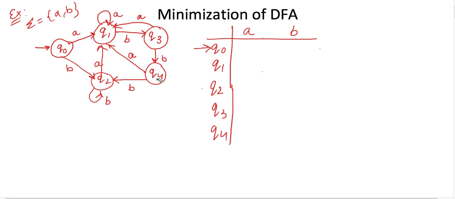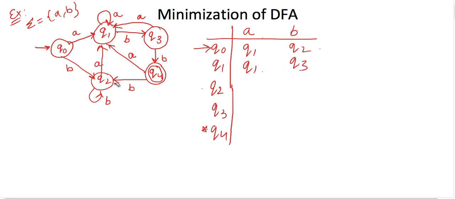Which one is the final state? It is not given. Let's take Q4 as the final state, and I have marked it like this. Now at Q naught on scanning A, I am moving to Q1. At Q naught on B, I am moving to Q2. This is how we make the transition state table. At Q1 on A, I remain at Q1 itself. At Q1 on B, I move to Q3.